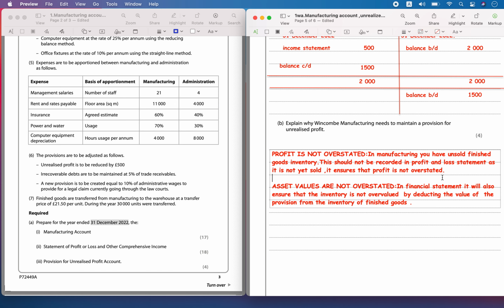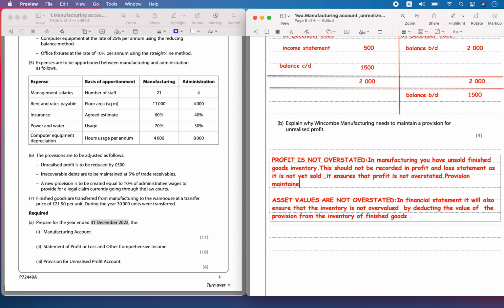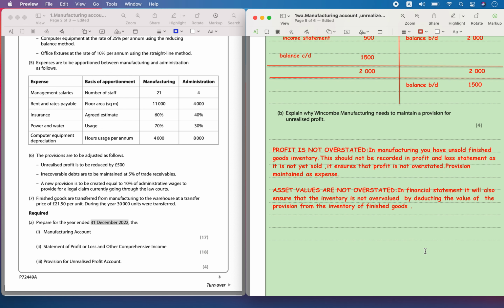That's why you need to maintain a provision for unrealized profit. You have to record it as an expense, and by recording it as an expense you're trying not to overstate the profit. So you can further write: provision maintained as expense, so that profit is not overstated. Then you are also not overstating the asset value, as you reduce the value of the finished goods by this provision for unrealized profit, since they are not sold yet.